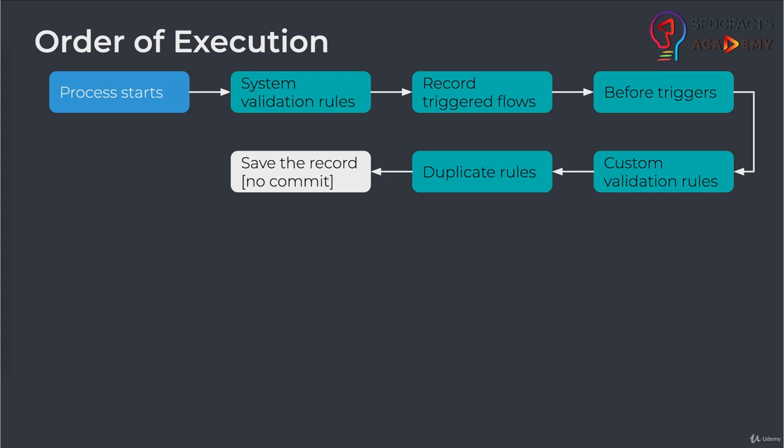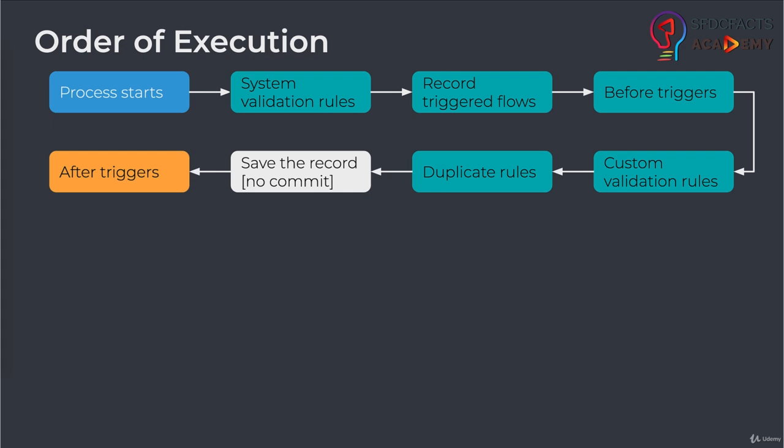However, this is not committed. So this means this save is not permanent and it can be rolled back. I mark this in white because this is something that happens directly in the database. After this, the after triggers are executed. And I mark this in orange because these after triggers can execute this execution cycle for all the other records that we update in these after triggers.